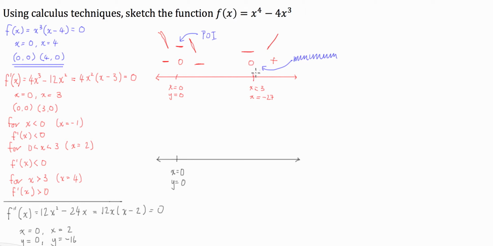Now we have x equals 2, so here's x equals 3, so x equals 2 is going to be around about here. x equals 2, y equals negative 16. And here the second derivative is 0. So this confirms that we have a point of inflection at 0, 0, because they match up. Now, like we did with the other ones, we have to figure out what the concavity of the function is before x equals 0, so x is less than 0, between x equals 0 and 2, and above x equals 2, or x is greater than 2.